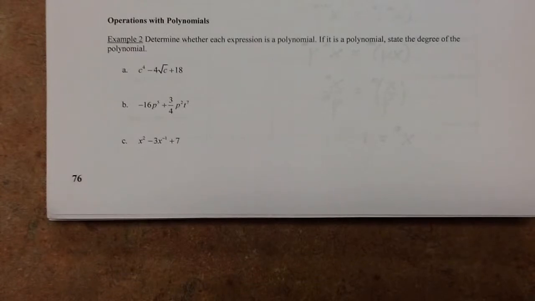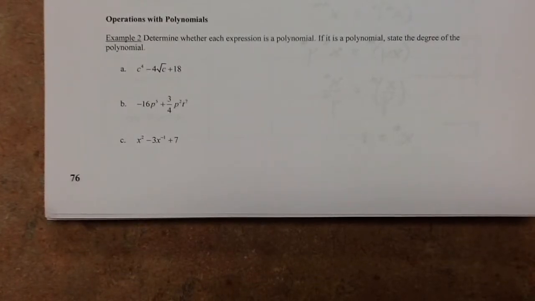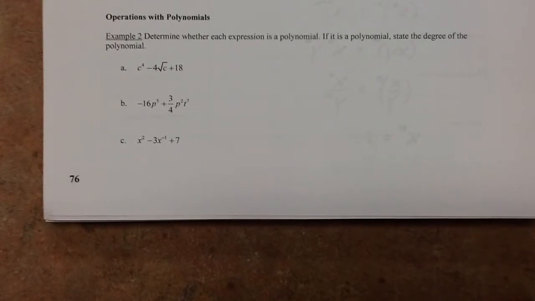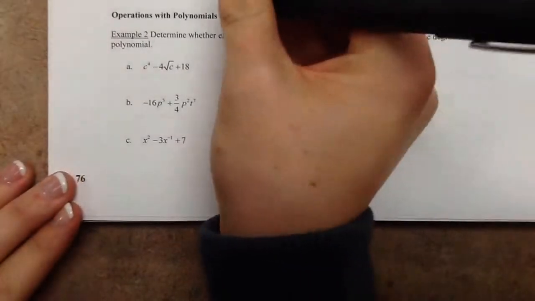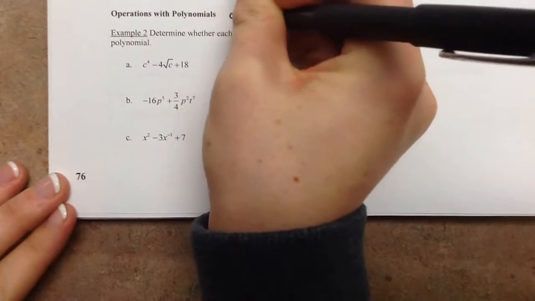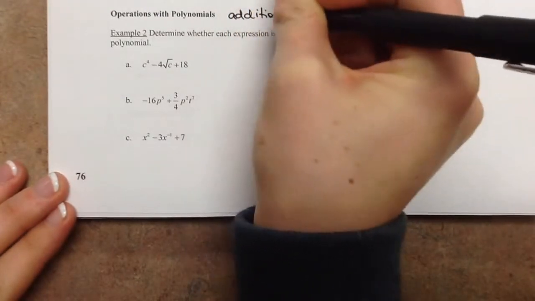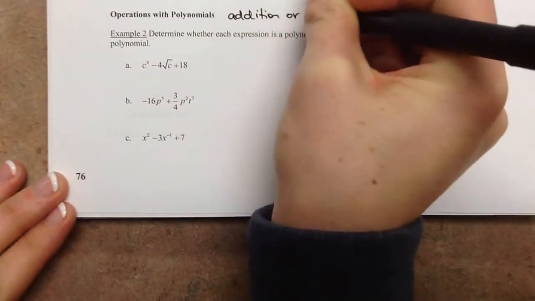Okay, in the second video, we're dealing with polynomials. So we did monomials. Polynomials are basically just addition and subtraction of monomials. So here's what we've got. So addition or subtraction of monomials.